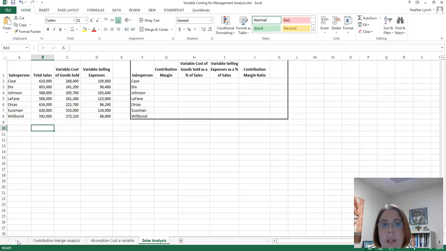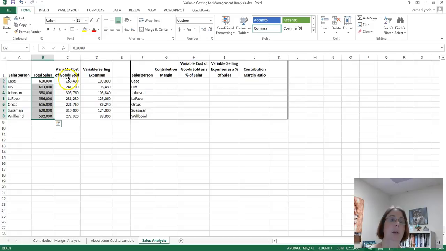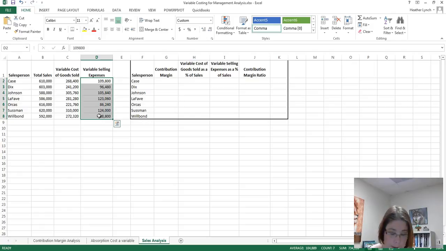We're actually going to do a sales analysis. We have been given this information. We have different sales reps. This is their total sales. This is their variable cost of goods sold. And this is their variable selling expenses. This was given to us.